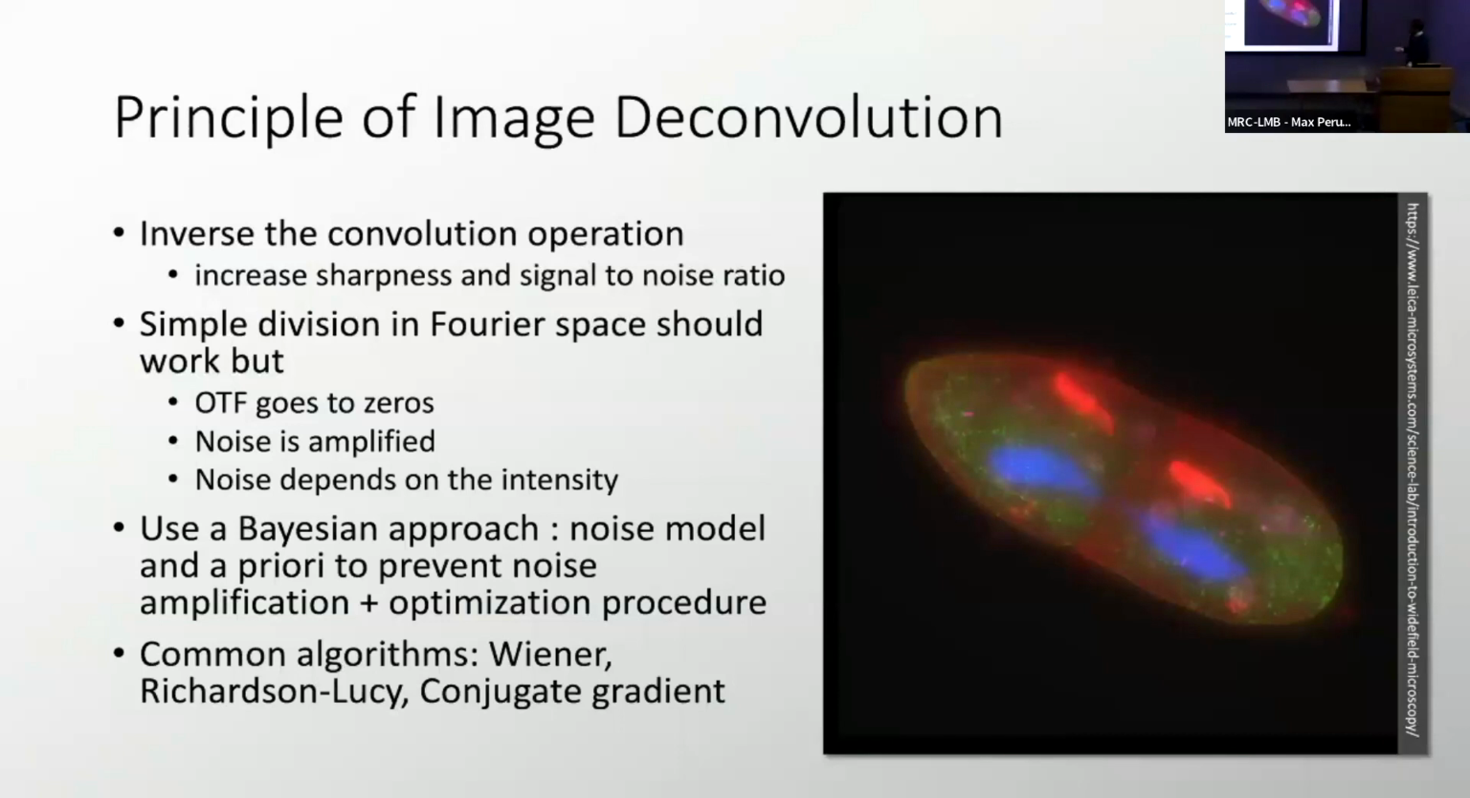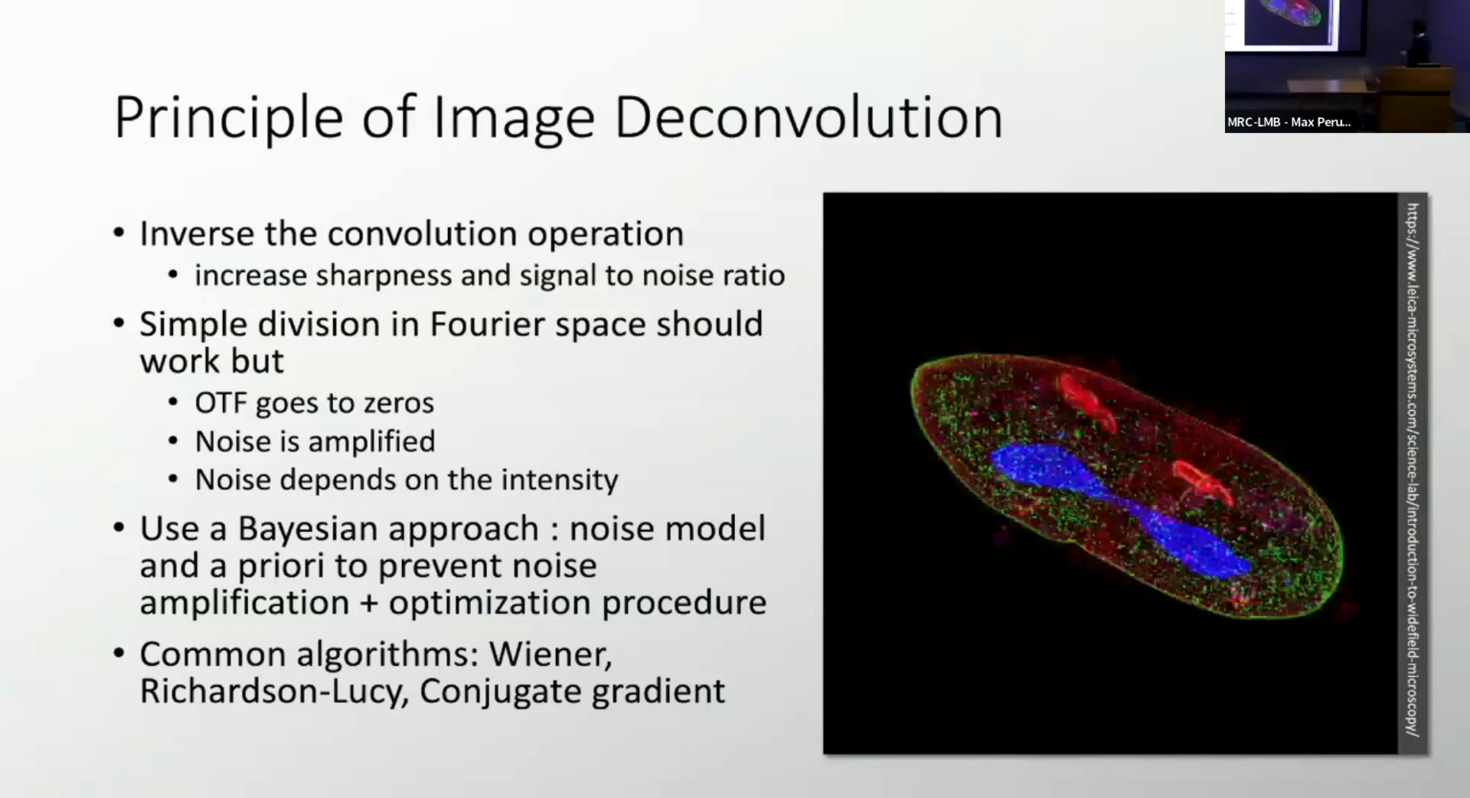So we can use a Bayesian approach. It's a noise model and a prior to prevent this noise amplification, to end up with a reconstruction which is sharp but not noisy. Common algorithms are the Wiener filter, Richardson-Lucy, or more advanced approaches using proximal gradient, for example. That's a whole field on how to invert these operators.